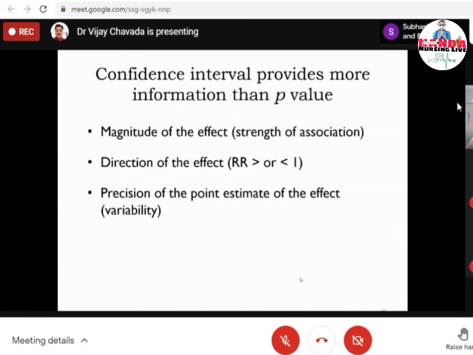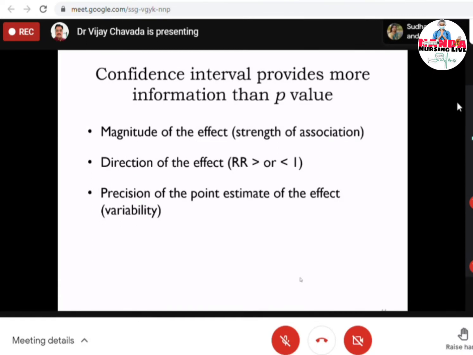Now, understanding the p-value alone is not enough. We need to understand the confidence interval provided. Why is it important? What are the lacunae of the p-value? The p-value cannot show you the strength of association. You cannot say with this strength my result is significant.